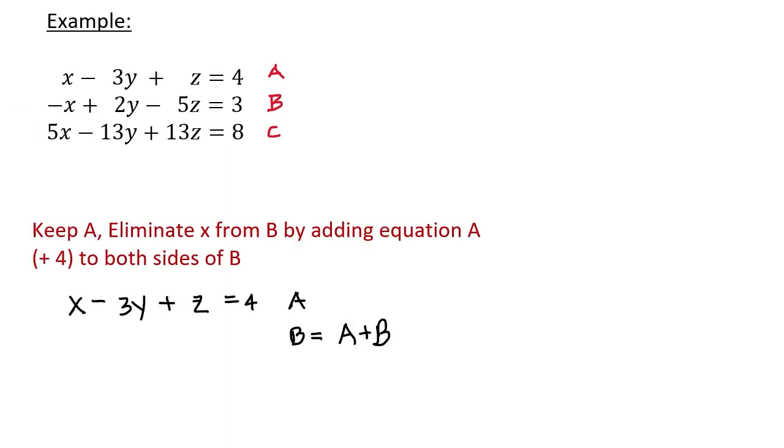So I'm going to choose to eliminate x from equation B. I'm going to add a and b together, which is like adding 4 to both sides of b, so it doesn't change it. Just remember that 4 in this system also equals x minus 3y plus z. So x minus x is 0. Negative 3y plus 2y is negative y, plus z minus 5z is minus 4z. 4 plus 3 equals 7.